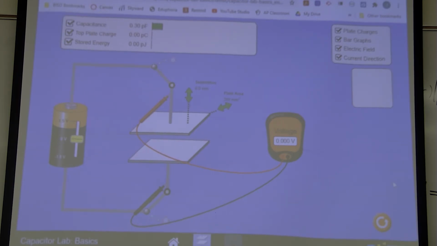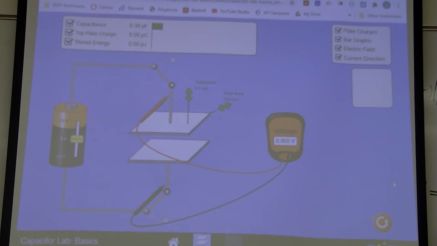Slowly increase the battery voltage to 1.5 volts. That's all the way up. So I'm just going to slowly take that slider and slide it up. Observe changes in the following quantities as D and A are kept constant. That's the capacitor spacing and the plate area. And voltage is increased. So you're just going to put in a table.